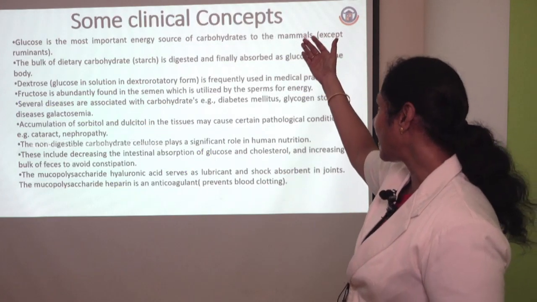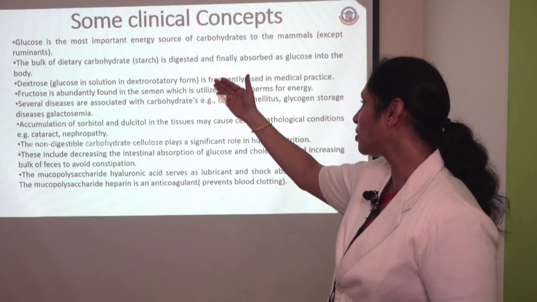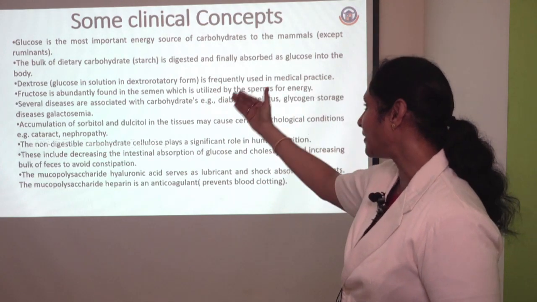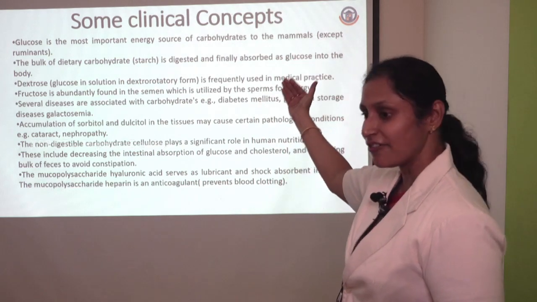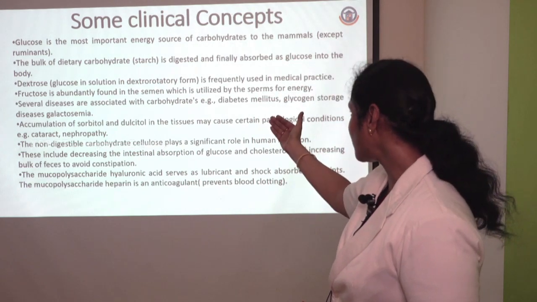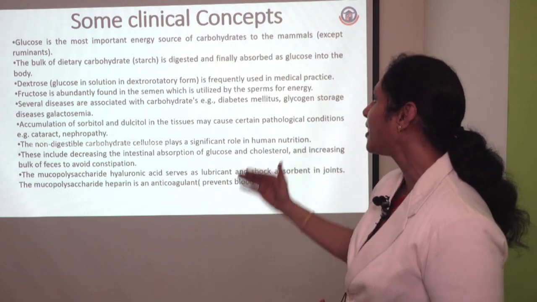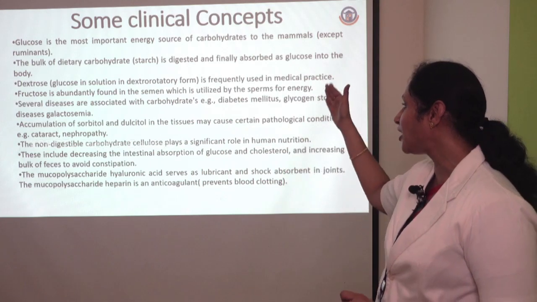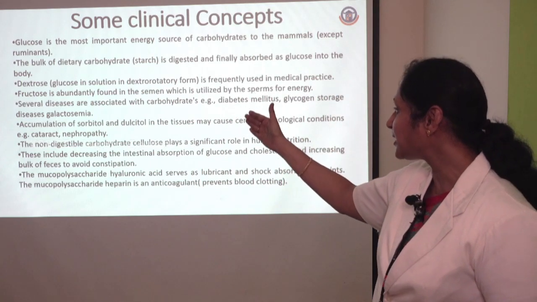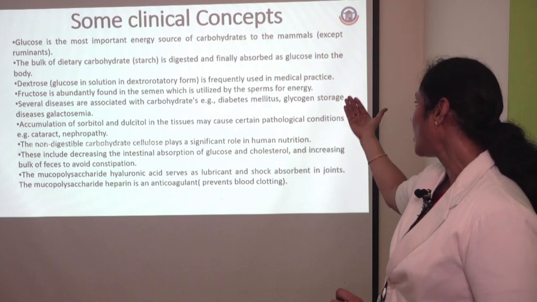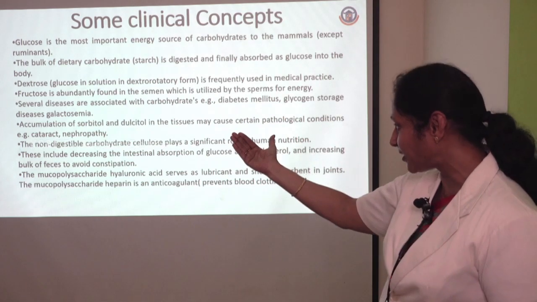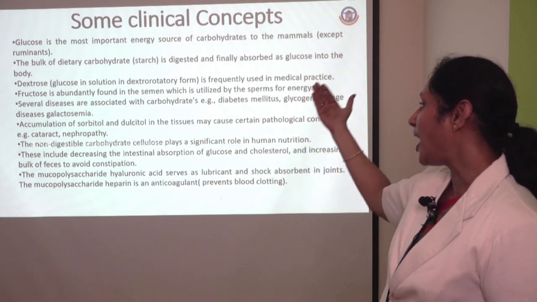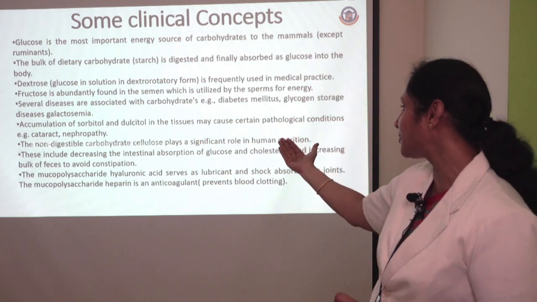So these are some clinical aspects of carbohydrates. Glucose, I told you already, is the most important energy source in mammals. The bulk dietary carbohydrate, for example starch, is digested and finally absorbed as glucose in the body. Dextrose is frequently used in medicine, and fructose is abundantly found in semen. Several diseases associated with carbohydrates are diabetes mellitus and glycogen storage diseases. The best example is galactosemia, and accumulation of sorbitol and dulcitol. These are sugar derivatives in tissues.